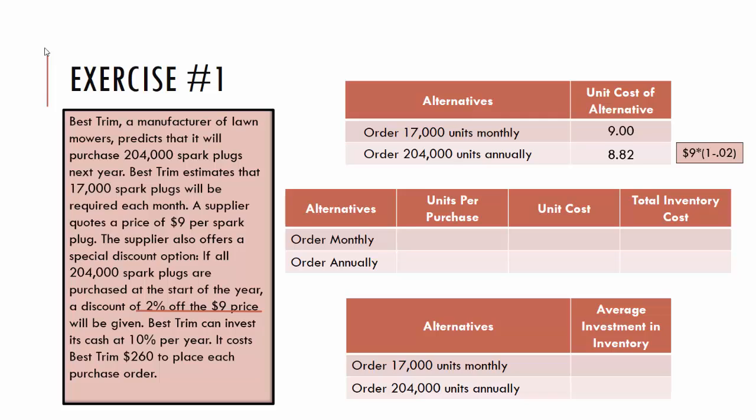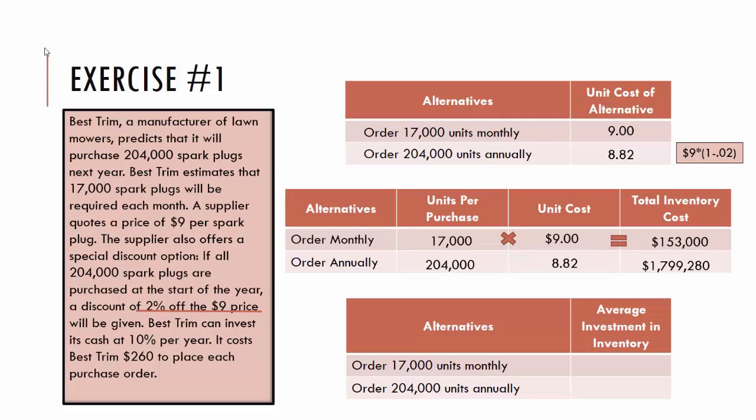So we have our unit cost of each alternative. Well, how many units are they going to purchase at a time? 17,000 if they order every month at a cost of $9 per spark plug means that each month they're going to have to lay out $153,000 in cash to acquire that month's spark plugs. If they order annually, they're going to buy all 204,000 for the year at once, but they're only going to pay $8.82 per spark plug, which means they're only going to make one purchase a year, but that purchase is going to be expensive. How expensive? $1,799,280 it's going to cost to buy 204,000 spark plugs for the manufacturing of these lawnmowers.